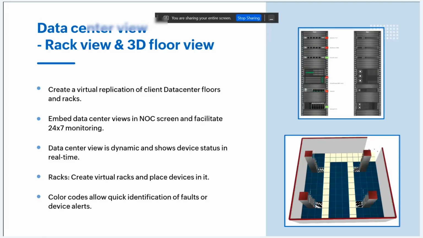This data center view is very dynamic and it shows device status in real time. And when it comes to racks, you can create virtual racks and place devices in it. You can see that here in the image. You can see a quick representation of the composition of the rack floor. Color codes allow for quick identification. The ones that are shown in red are devices that need your attention. The ones that are in green are working fine.